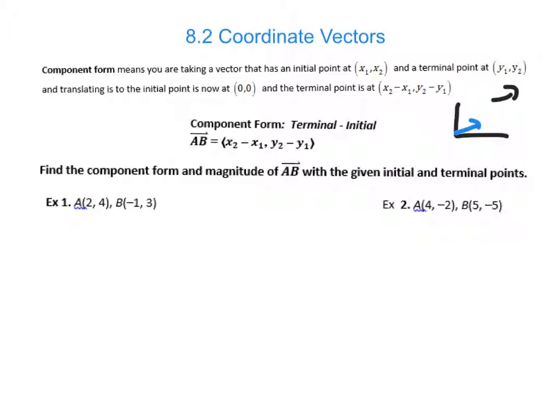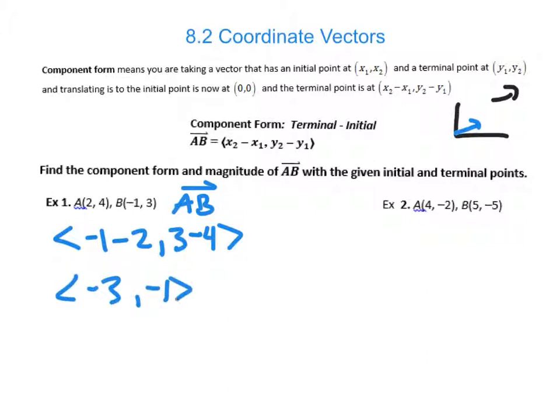So if I want to find component form for number 1, all I'm going to do is take my x2 minus my x1, comma my y2 minus my y1. You need to do your terminal minus your initial. So B we're going to have as your terminal. And so your vector AB gives me -3, -1. That is what we call component form.